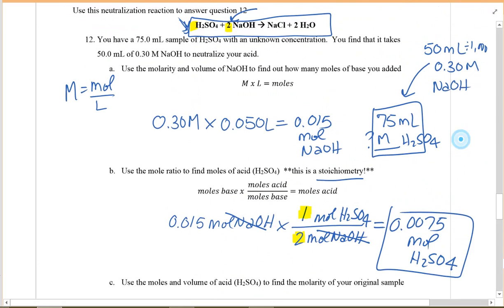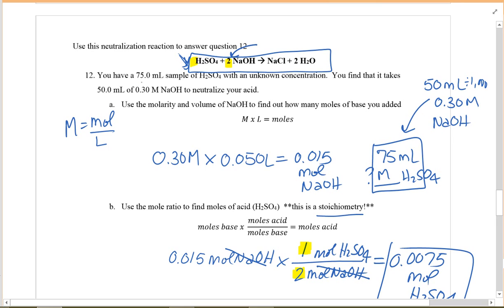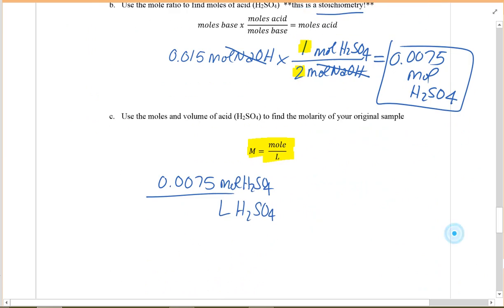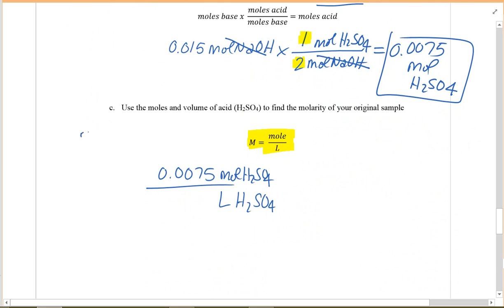So I'm going to go back up to my problem, and notice in my problem I'm given 2 volumes, 75 mL and 50 mL. You have to read through it carefully and choose the right volume. Since I'm trying to find the molarity of sulfuric acid, I need to use the volume of sulfuric acid, which is 75. And I need to convert my milliliters into liters, so this is actually 0.075 liters. So my molarity is 0.1 molar.